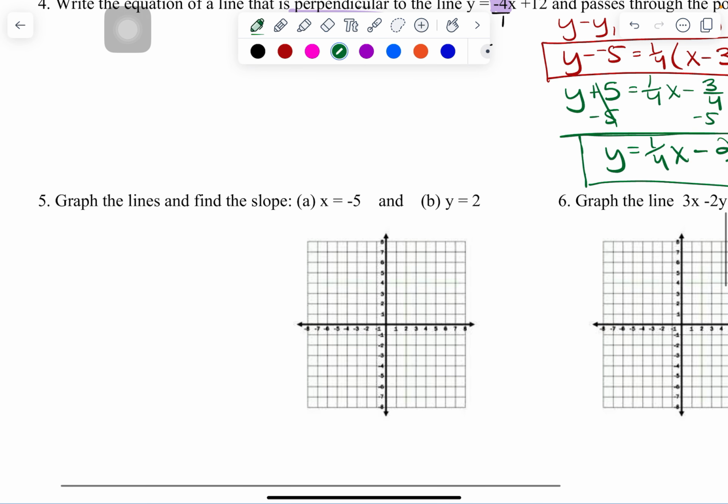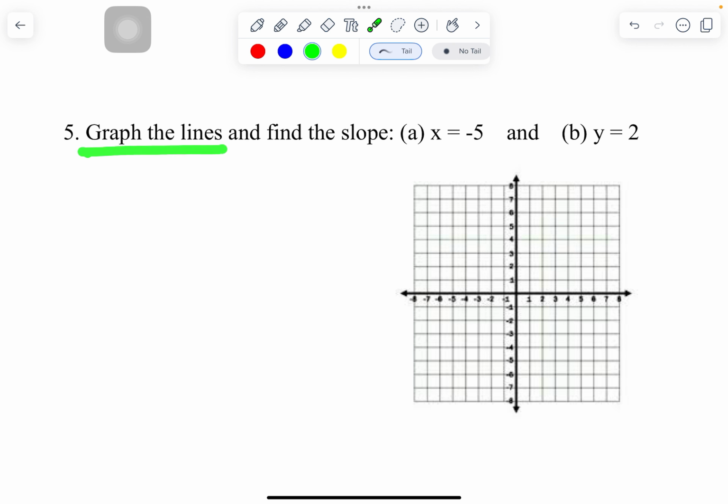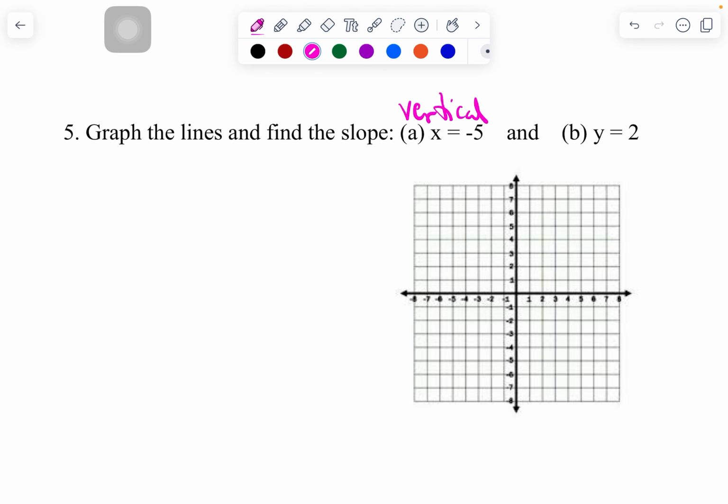And let's go ahead and go down to problem number 5. Now, I'm asking for two things. I want you to graph the lines. So we have a line A and a line B. I'm going to go ahead and start by graphing those. So x equals a number. This is going to be a vertical line. Specifically, it is a vertical line. Find the x-axis here. So 1, 2, 3, 4, 5. I'm counting to the left, so it's negative 5 here. And I'm going to draw a vertical line that goes through the x-axis at negative 5.